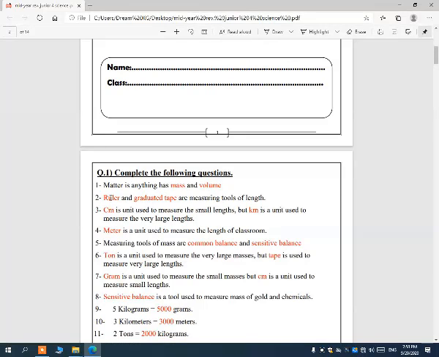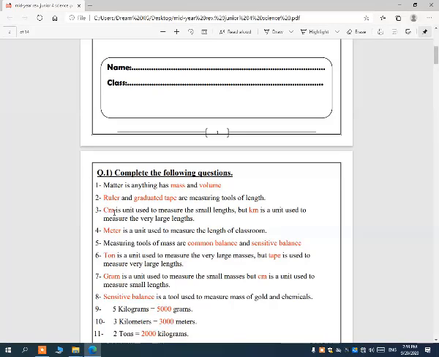Number 2. Dots and dots are the measuring tools of the length. I said before, when I see the word tools, I will remember what the tools of the length are: ruler and graduated tape. As I said before, the measuring tools of the length are tape and ruler.